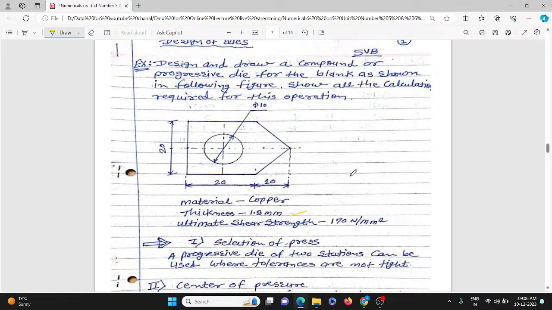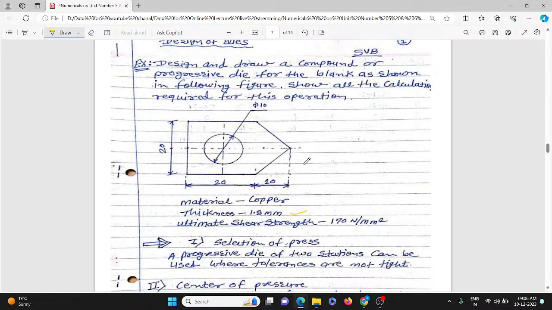While laying out the punch position on the punch holder, it should be ensured that the center line of the press ram passes exactly through the center of pressure of the blank, and this center of pressure is basically the centroid of the line perimeter of the blank. It should be noted that it is not the centroid of the area of the blank, but the centroid of the line perimeter of the blank.